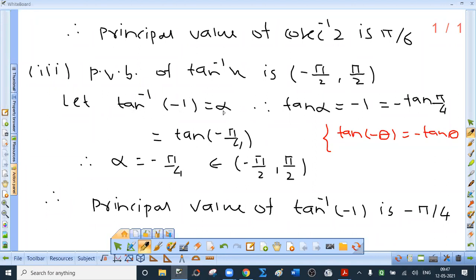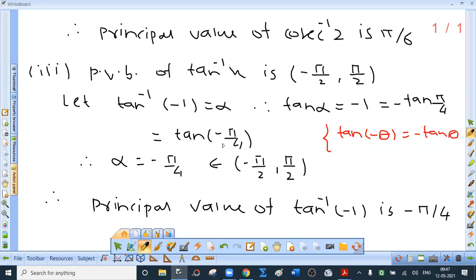Let tan inverse minus 1 be alpha. Invert the relation. So tan alpha is minus 1. But 1 can be replaced by tan pi by 4. See, our answer should lie in this interval only. Now what is tan of minus theta? Minus tan theta. So I can say that minus tan pi by 4 is tan of minus pi by 4.